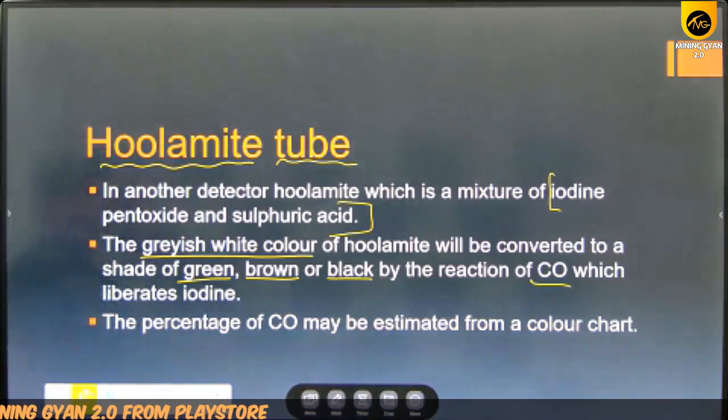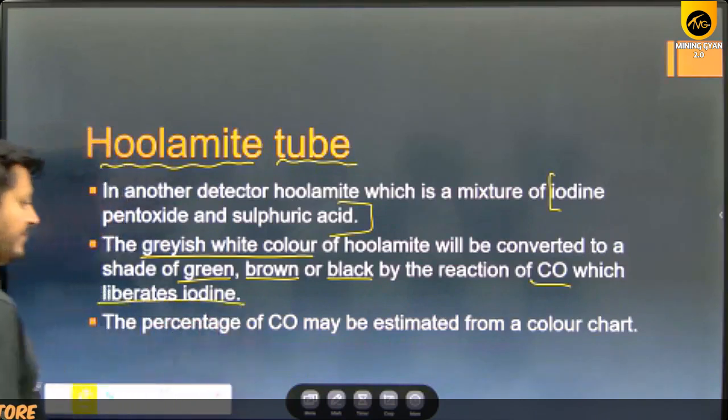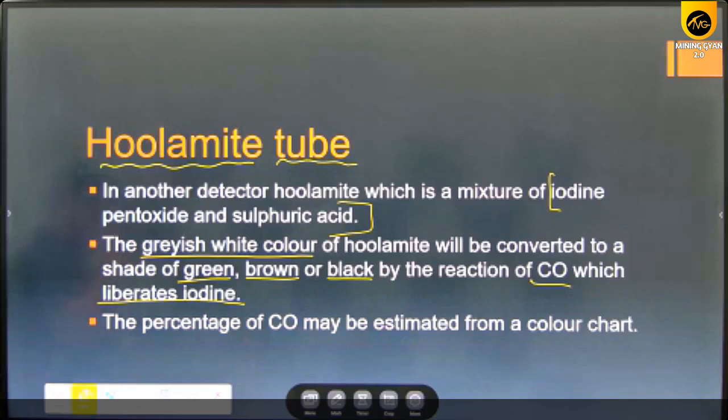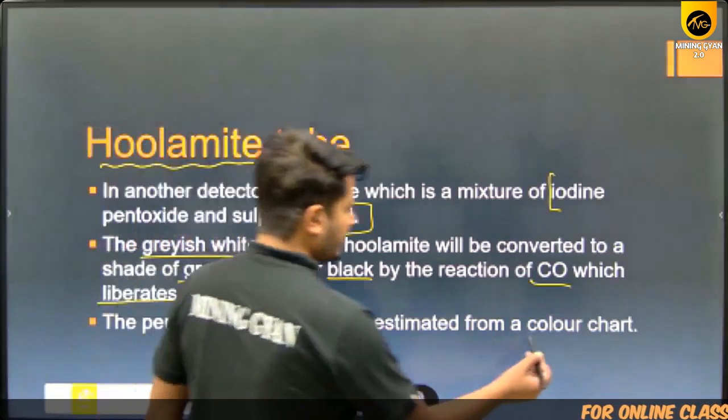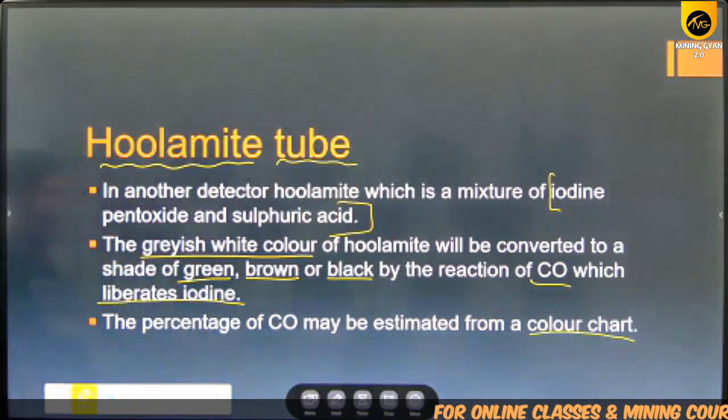Along with that, it also liberates iodine, and there is a color chart present over there, with the help of which you can calculate the percentage of carbon monoxide. Clear? So write these points.